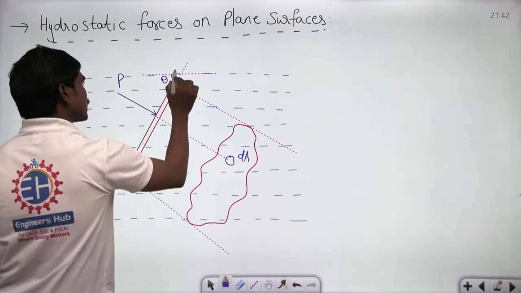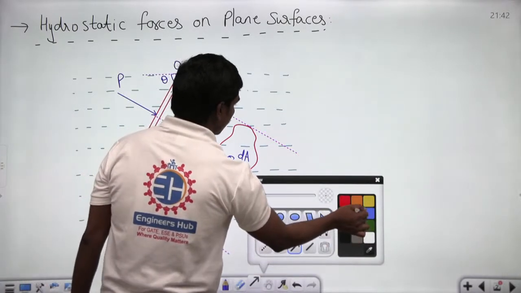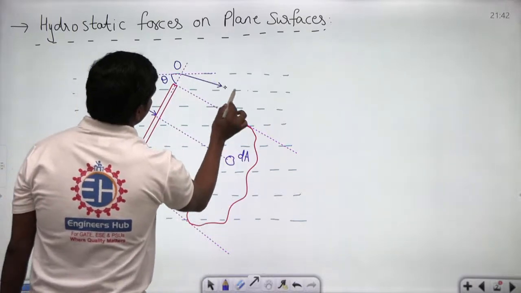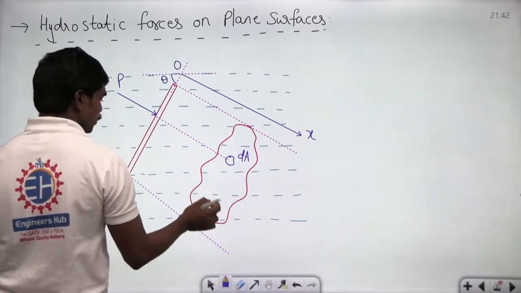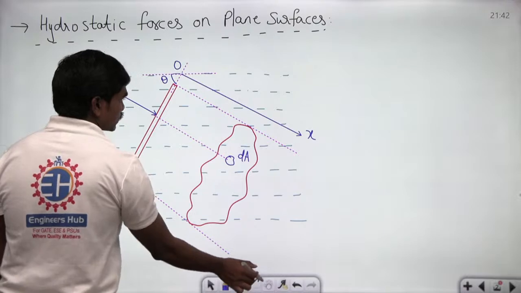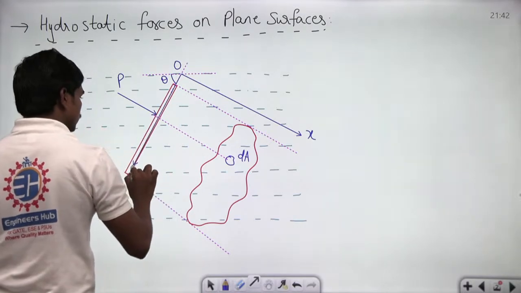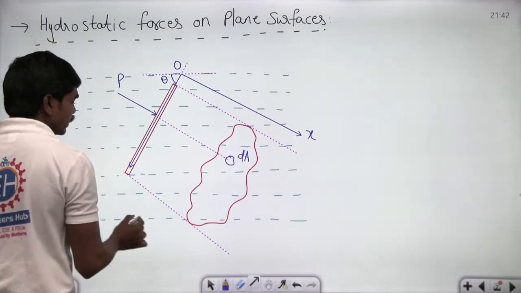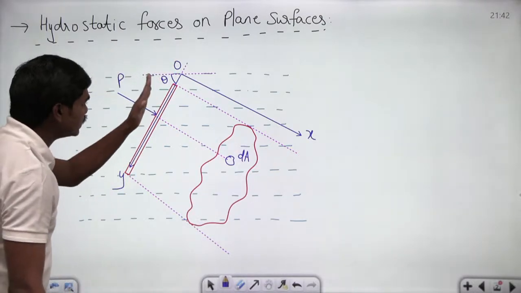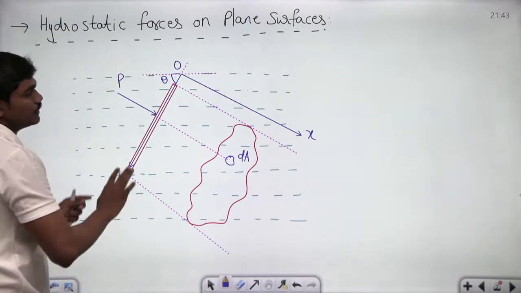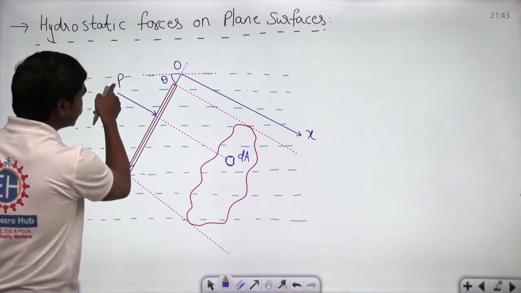And now let us set a reference axis. If this is your horizon, let us suppose this is your x-axis, and this is your y-axis along this plate. So this is your x-axis and this is your y-axis, and this plate is at some inclination to the free surface. Now let us see what is the small force that is acting on this elemental area because of the pressure at this location.